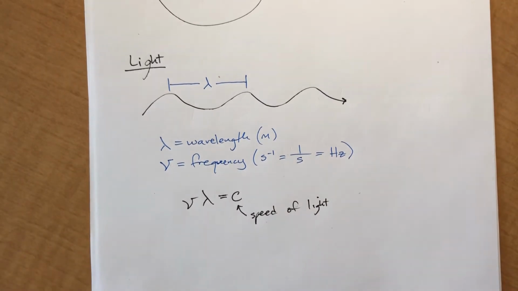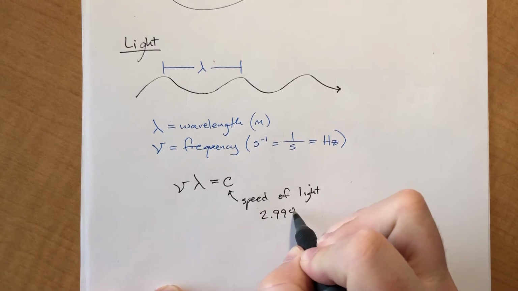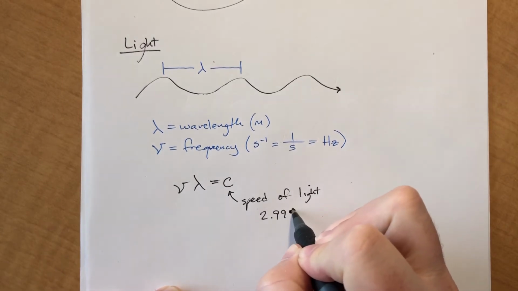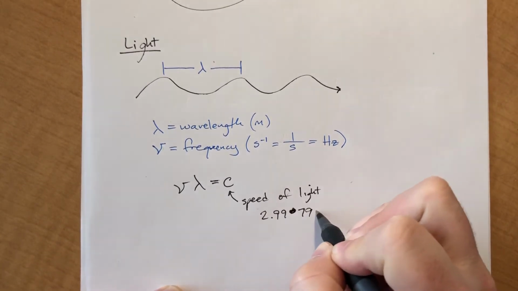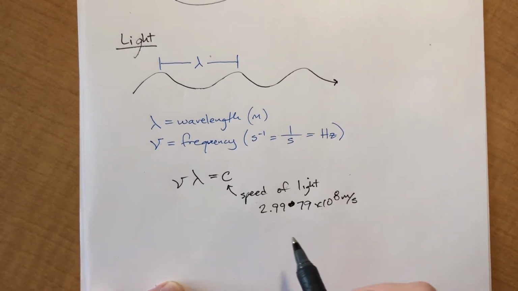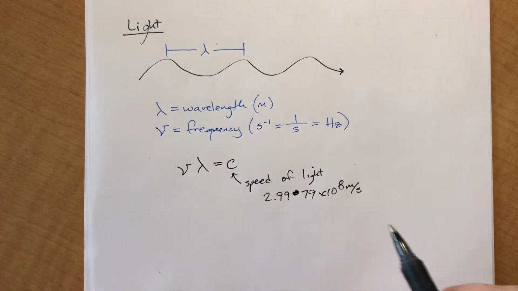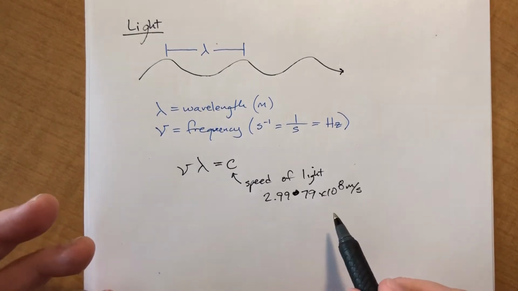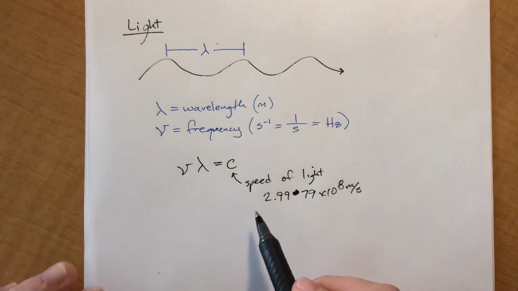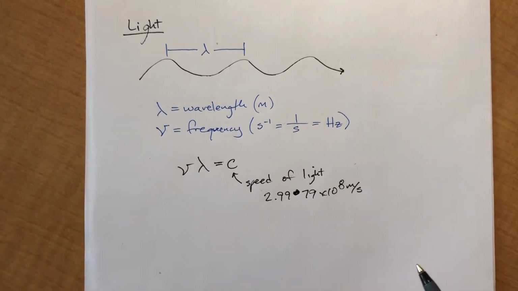So the speed of light in a vacuum is 2.9979 times 10 to the 8th meters per second. Sometimes you see it written as 3.00. I just don't want you to limit your sig figs. So keep enough sig figs to not limit your answer. So 2.998, 3.00, something like that.